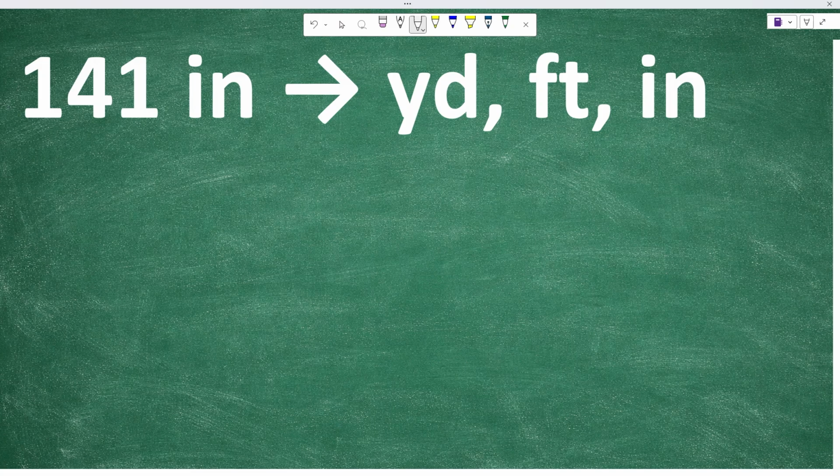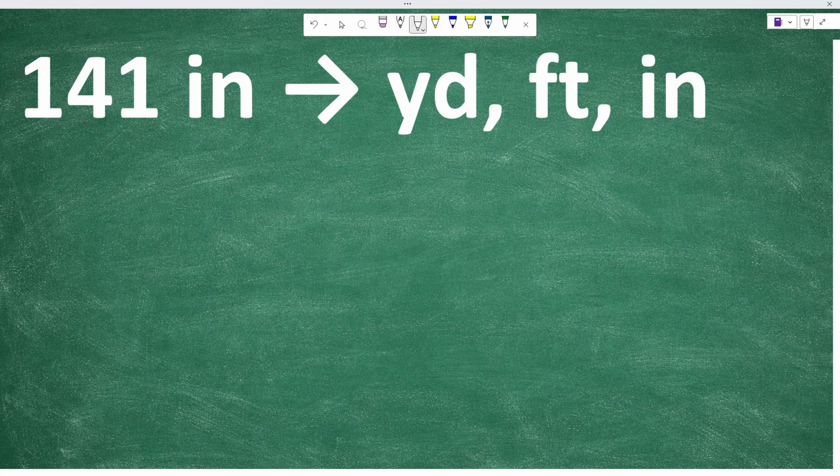Today we are going to take 141 inches and convert it into yards, feet, and inches, using the proportions method. And I'm also going to show you how to use unit analysis to verify your answers even before we finish the problem. Now, what exactly is a proportion? A proportion is just setting two ratios equal to each other to find a missing piece.